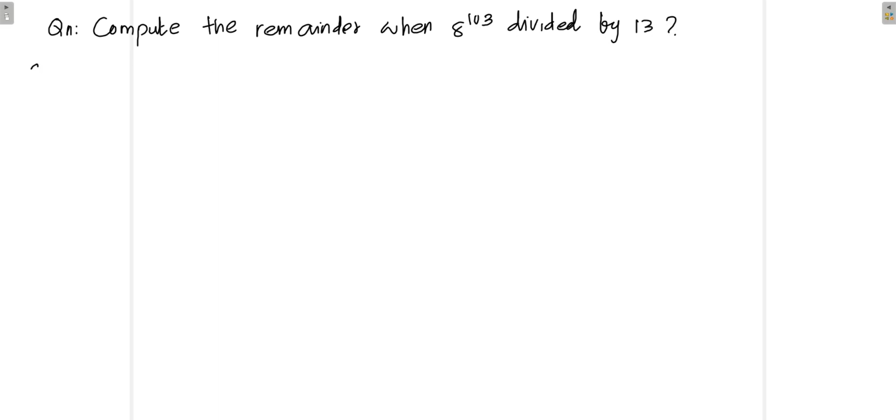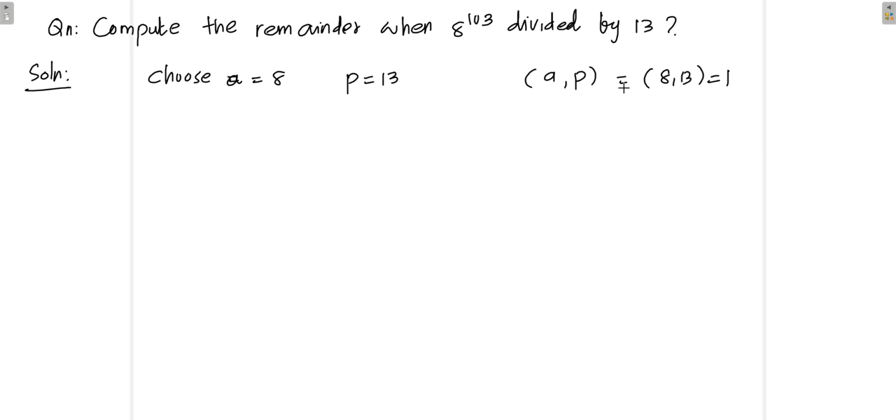Okay, so this is of the form... നമുക്ക് ഇവിടെ choose a is equal to 8. 13 is a prime number, so p is equal to 13. And a and p, which is 8 and 13, are relatively prime, meaning they do not have any common factors other than 1. GCD is equal to 1. Then by Fermat's little theorem, we can say that a raised to p minus 1 is congruent to 1 mod p.